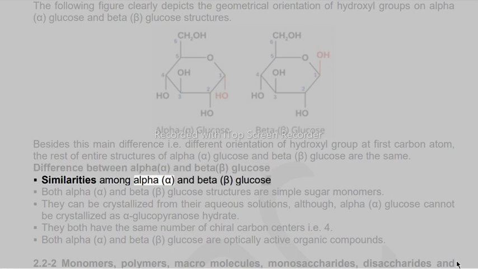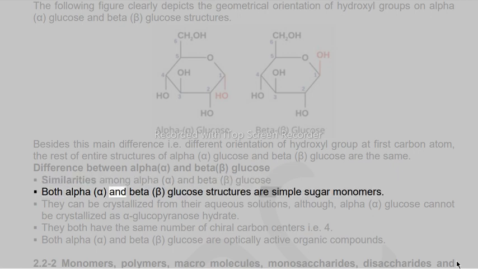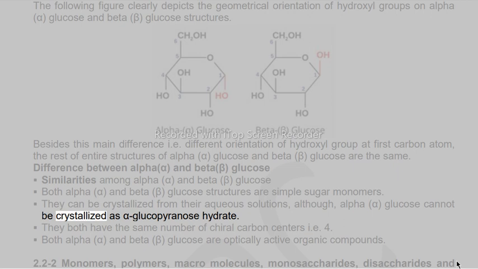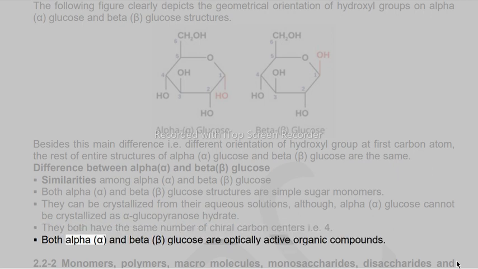Similarities among alpha and beta glucose. Both alpha and beta glucose structures are simple sugar monomers. They can be crystallized from their aqueous solutions, although alpha glucose cannot be crystallized as alpha-glucopyranose hydrate. They both have the same number of chiral carbon centers, i.e. 4. Both alpha and beta glucose are optically active organic compounds.